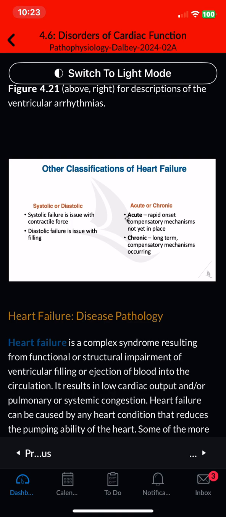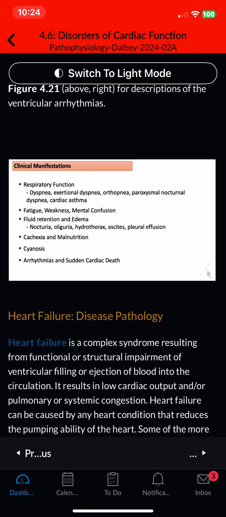We can also have acute or chronic heart failure. With acute, there's a very rapid onset of our heart failure, and the compensatory mechanisms are not yet in place. With chronic heart failure, it is long-term, and the body does have compensatory mechanisms trying to correct the altered physiology.